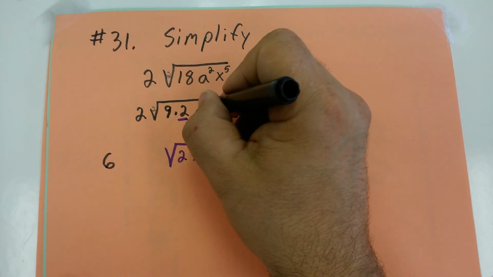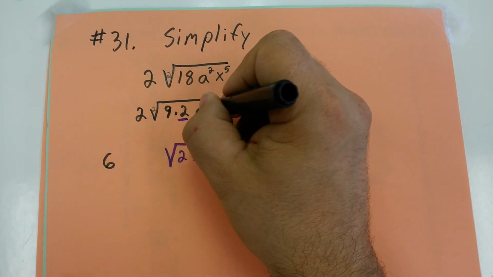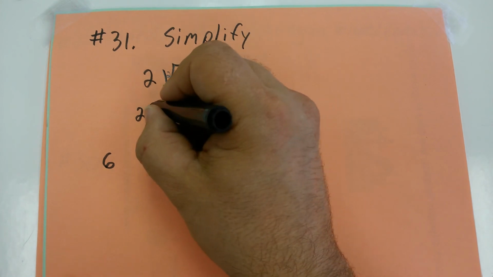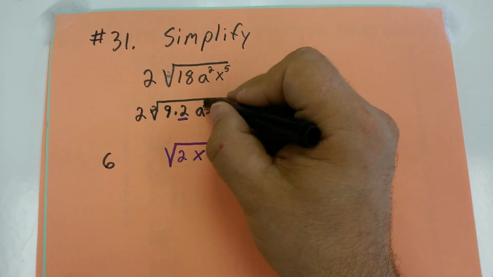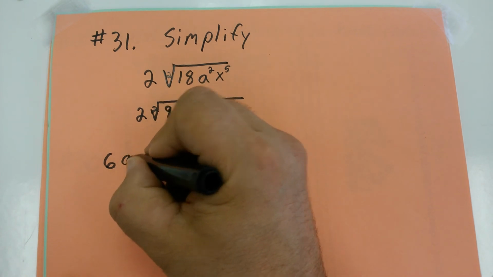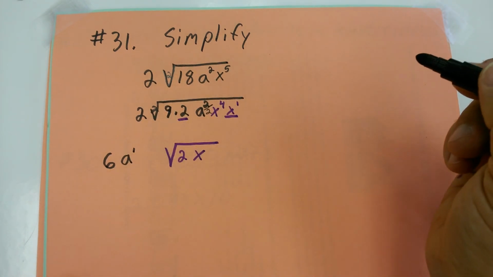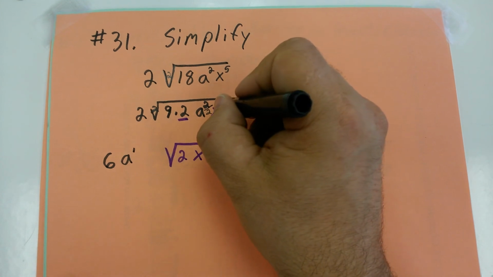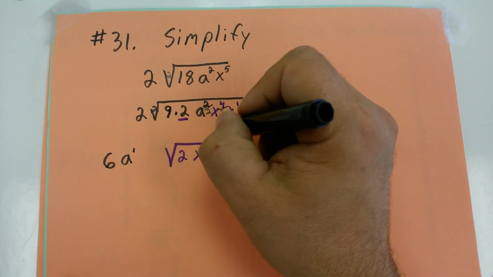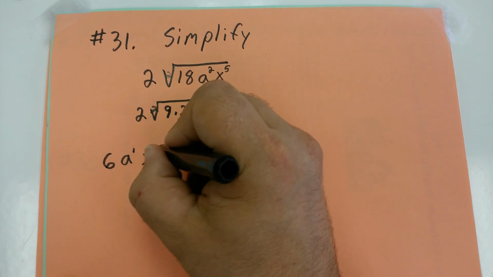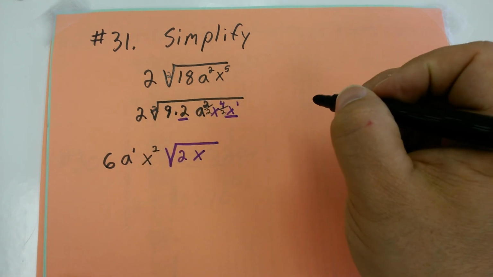And then to find the square roots of these exponents, you just divide them by that 2 there. So 2 divided by 2 is 1. So a to the first comes out of the radical. And then you divide this by 2 as well. 4 divided by 2 is 2, so an x squared comes out of the radical.